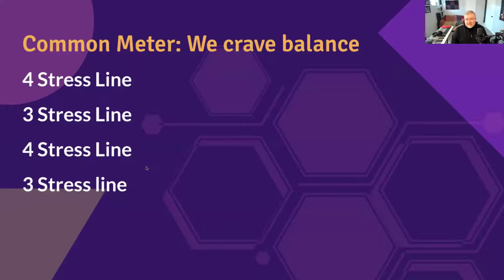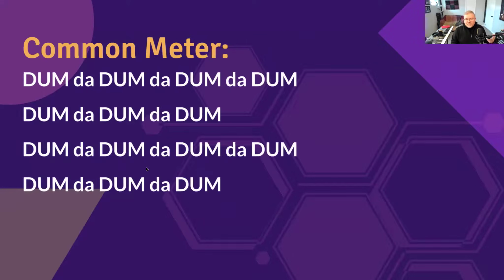So this is called common meter. So it looks like this. So it's dum da dum da dum da dum, dum da dum da dum, dum da dum da dum da dum, dum da dum da dum. Victor says Mary had a little lamb. Yes. Or what if you started unstressed?